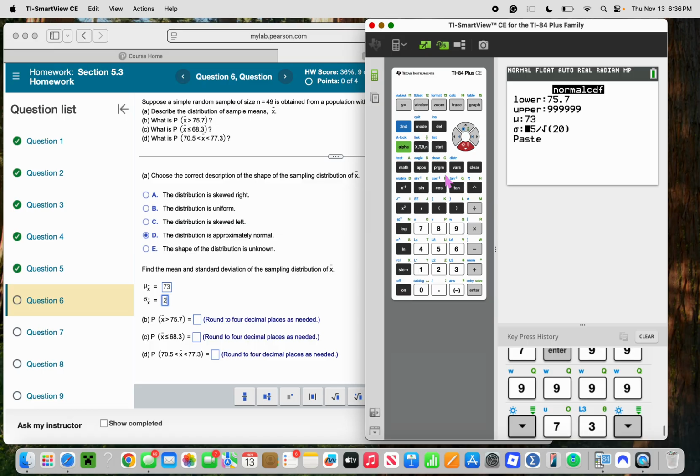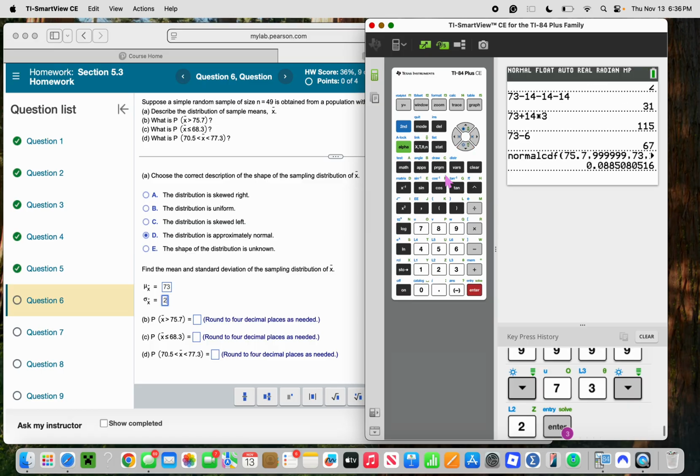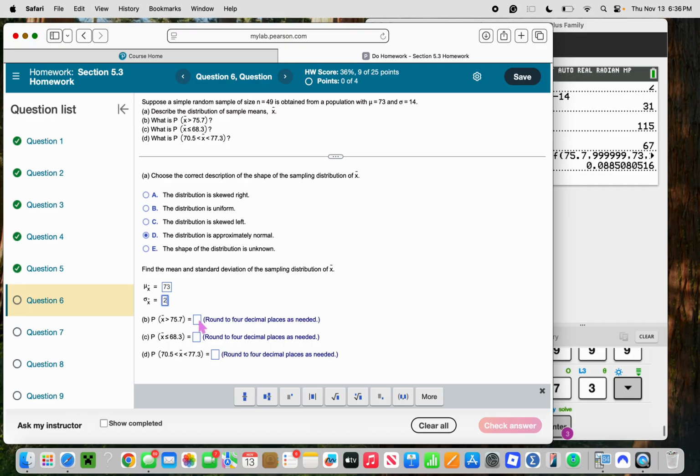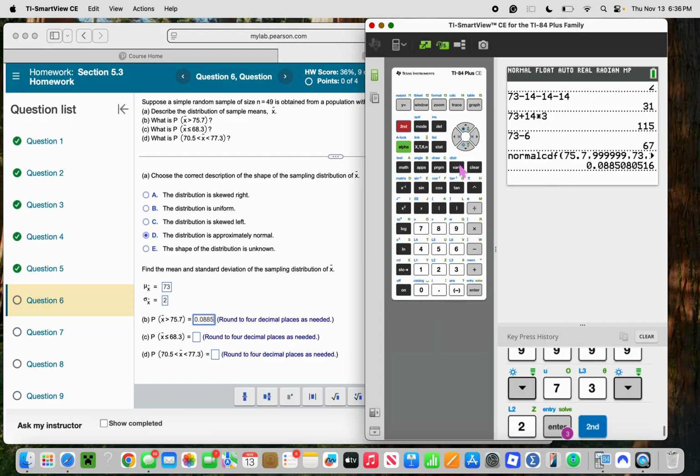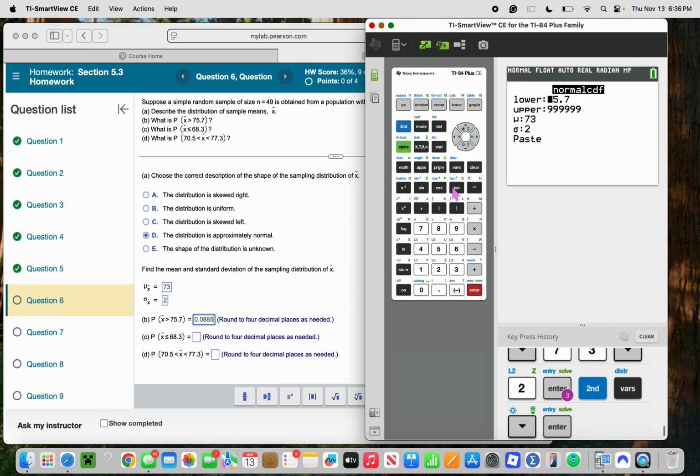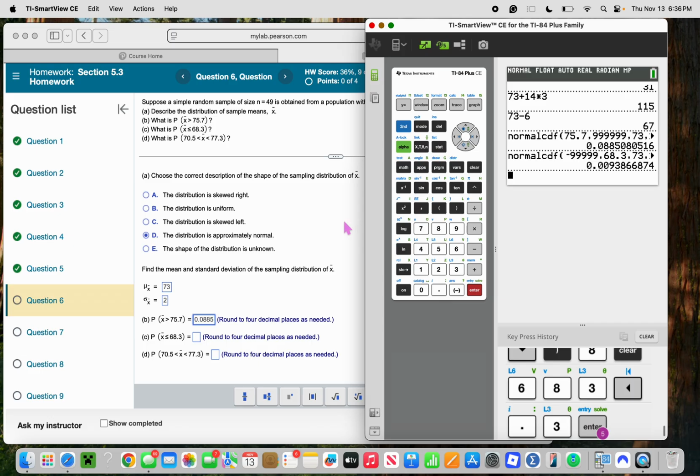We have 73 as an average, and 2 is our standard deviation. And we have a probability of, it says 4 places, 0.0885. For less than or equal to 68.3, that is going to be our upper bound. We're still dealing with a sampling distribution, and I can tell that because of the X bar there. Same mean, same standard deviation, or standard error in this case. It's 0.0094.